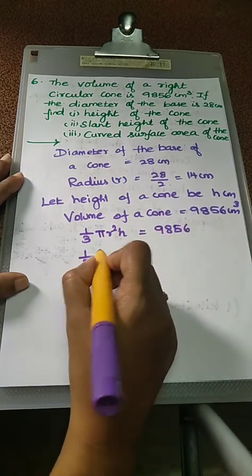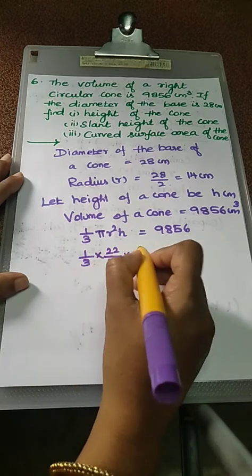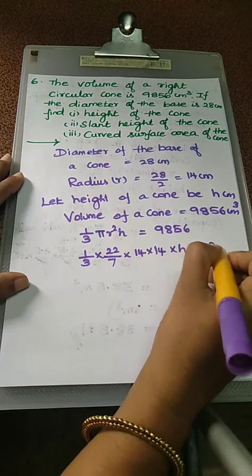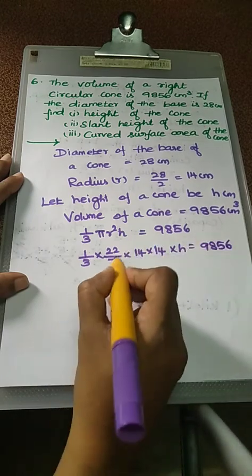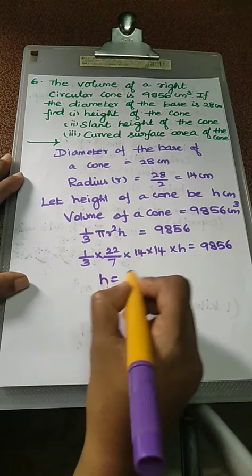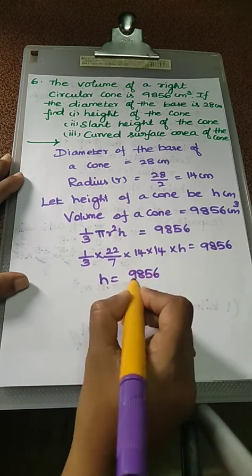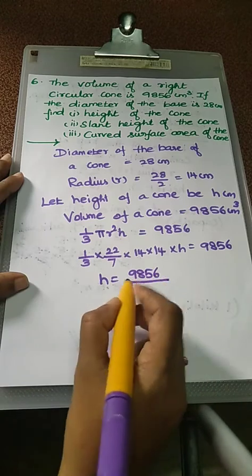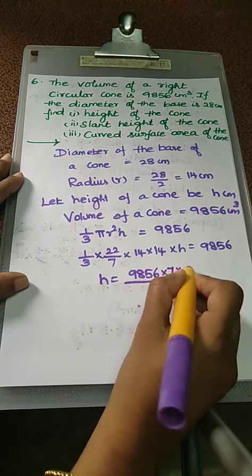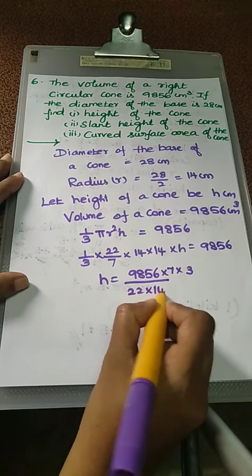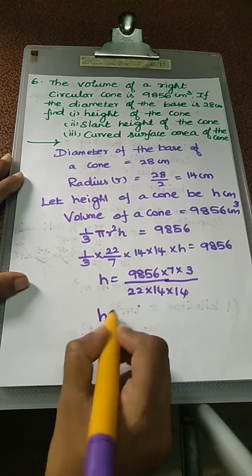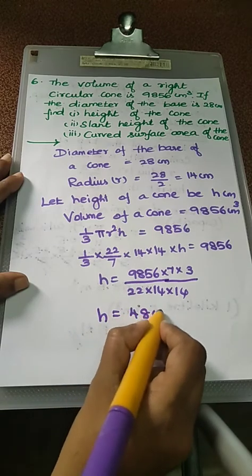So 1 by 3 into 22 by 7 into 14 into 14 into h is equal to 9856. Now change all the values to RHS. So h is equal to 9856 divided by, what is the value? Change the value into 7 into 3, 22 into 14 into 14. Now cancel the values. We get the answer h is equal to 48 centimeter.